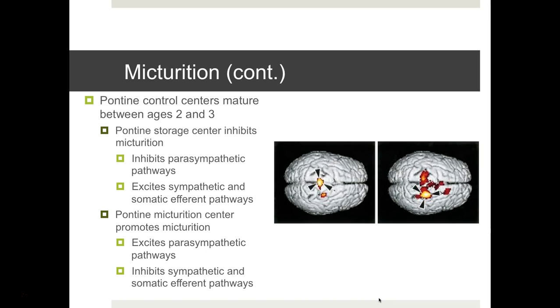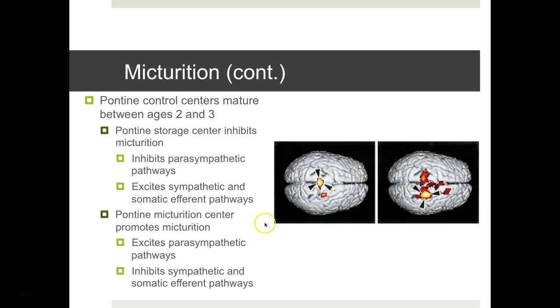At about the ages between 2 and 3, sometimes earlier, sometimes later, our pontine control centers begin to mature. And we have two major sections within our pons. We have our pontine storage center that's going to inhibit micturition, and our pontine micturition center that is going to promote micturition. So let's start with the pontine storage center. What we're doing is inhibiting our parasympathetic pathways and exciting our sympathetic and somatic efferent pathways. So that is allowing us to hold that urine in.